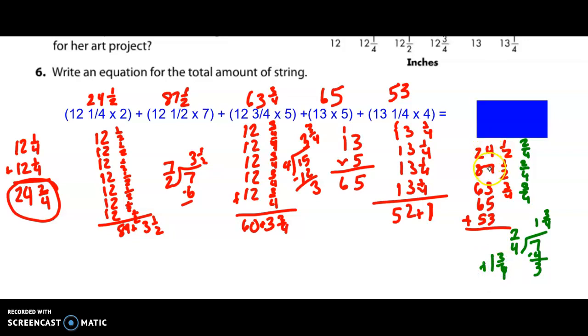So 4 plus 7 is 11, plus 3 is 14, plus 5 is 19, plus 3 more is 20, 21, 22. Regroup by 2. Okay, I have 2 plus 2 is 4, plus 8 is 12, plus 6 is 18, plus another 6.